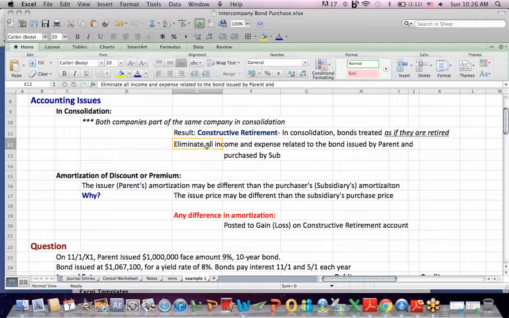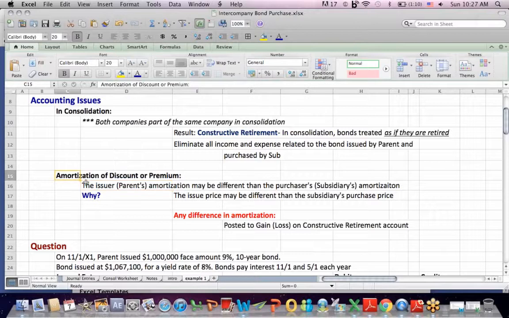Another thing we have to do is eliminate all the income and expense related to the bond issued by the parent and purchased by the sub. So the parent, for example, is paying interest. They have interest expense. The sub is earning interest. They have income. And we have an added issue if the bond is either issued or purchased at a premium or a discount. And that's the next thing we get to here at the bottom, the next thing on the page.